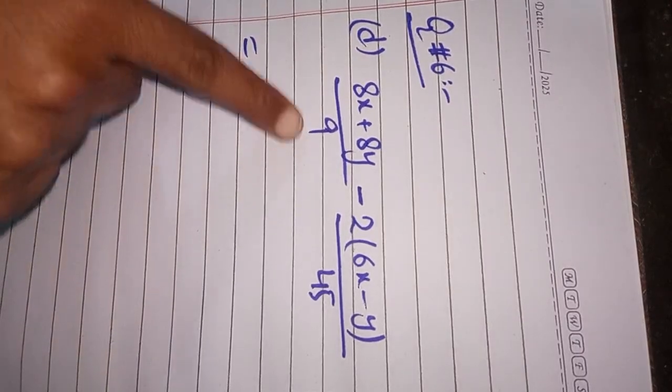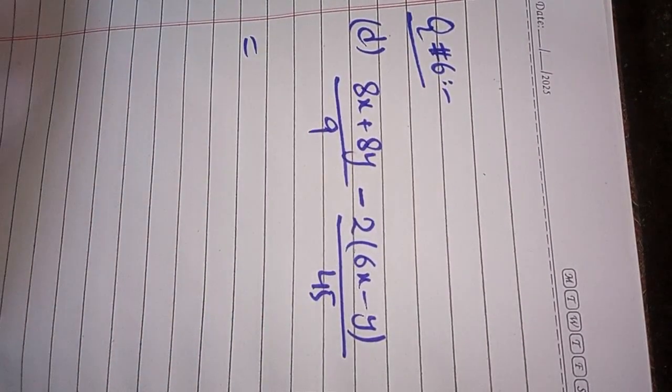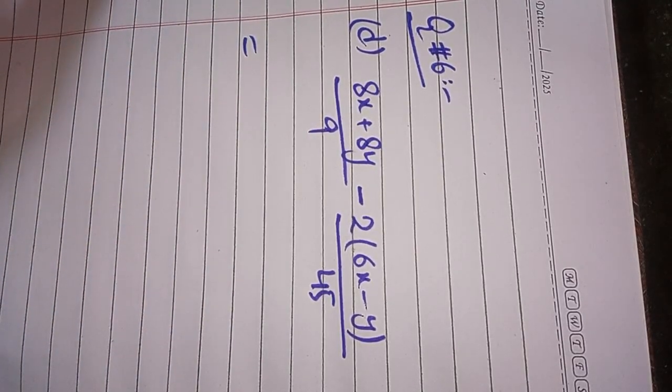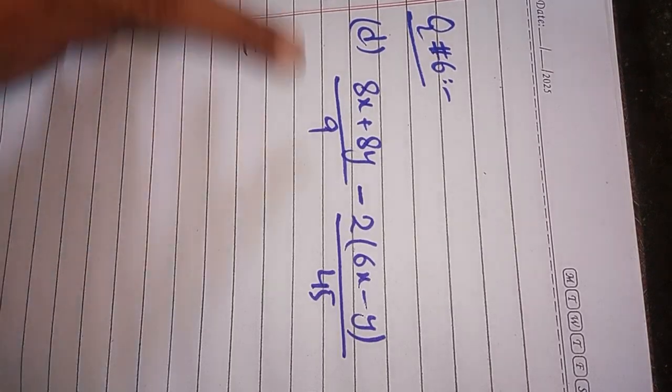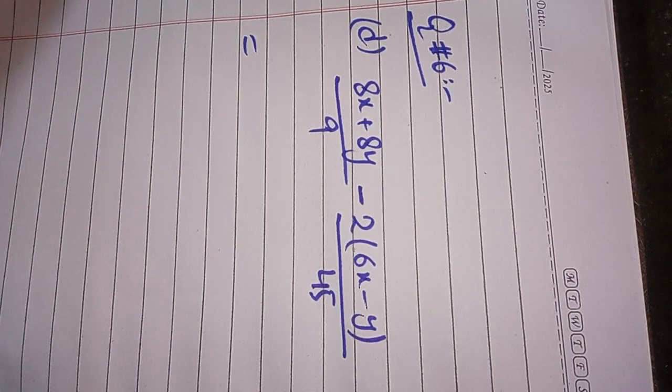So to simplify that question, we have to take the LCM of 9 and 45, which are the denominators of these two terms. So basically these are the terms which are in quotient. So let's take the LCM and make the denominators the same. When the denominators are the same, we can solve them easily.